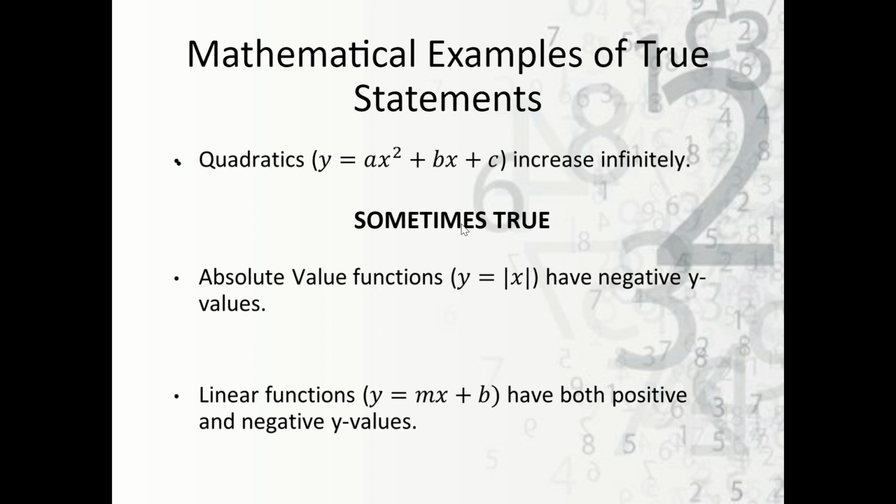Now, absolute value functions have negative y values. Well, remember, absolute values form the V, and remember, if we have an absolute value, it can't go below the y-axis, so it can't have negative y values, so this is never true. And linear functions have both positive and negative y values, meaning that it's going to cross the y-axis. Well, we know that anytime we have a line, it's always going to cross the y-axis, so therefore that is always true.